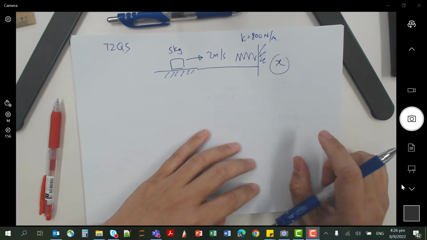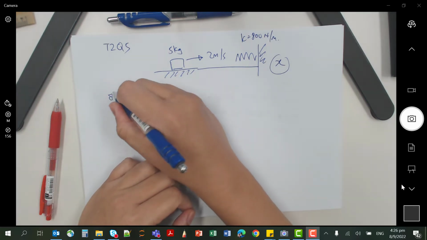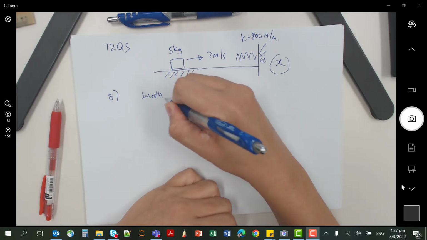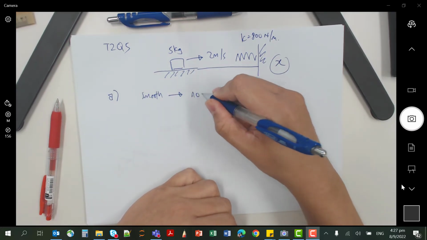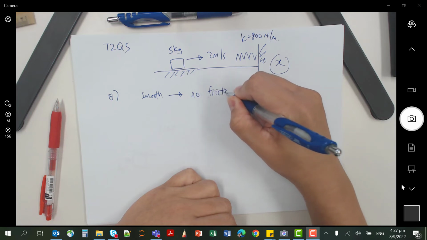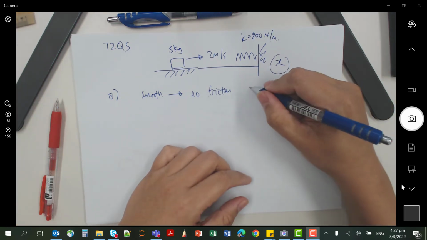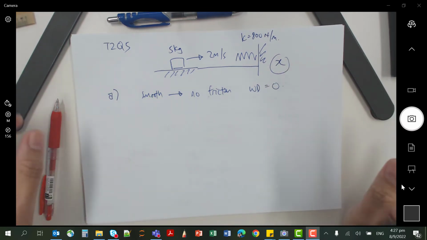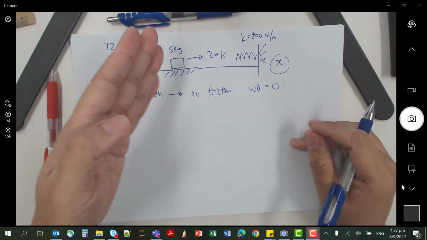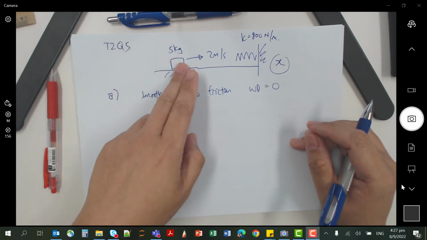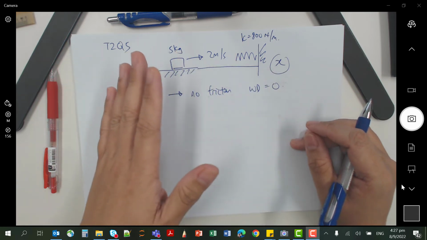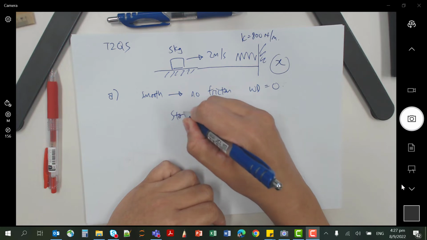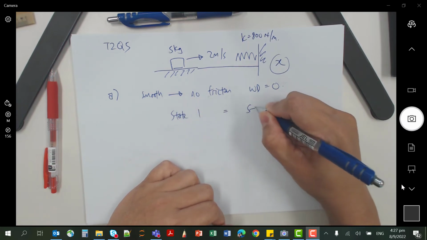So there are two scenarios. The first scenario is when the surface is smooth. When your surface is smooth, means there's no friction. So that means there's no external force. Work done by an external force is actually zero. There's nobody with a hand pushing the block. There's no engine inside this block, so there's no other external force. So that work done is equals to zero. So in that case, your equation will be safely state 1 equals to state 2.